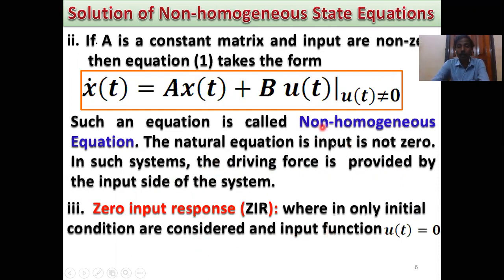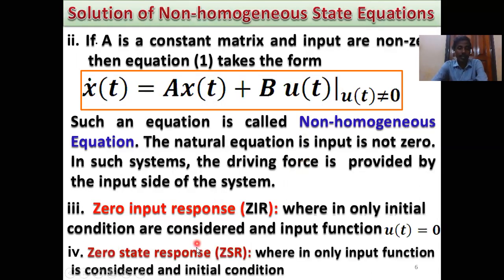That means u of t equals 0, but x0 is considered, x0 not equal to 0. That means x0 not equal to 0, and the input function u of t equals 0.